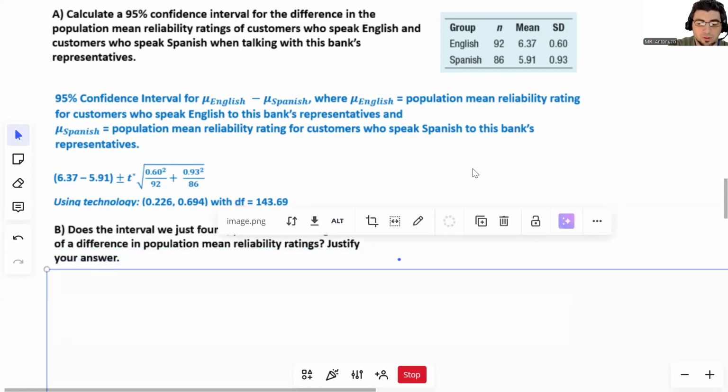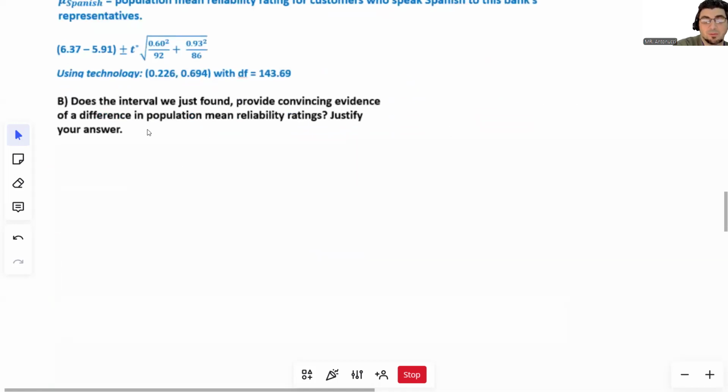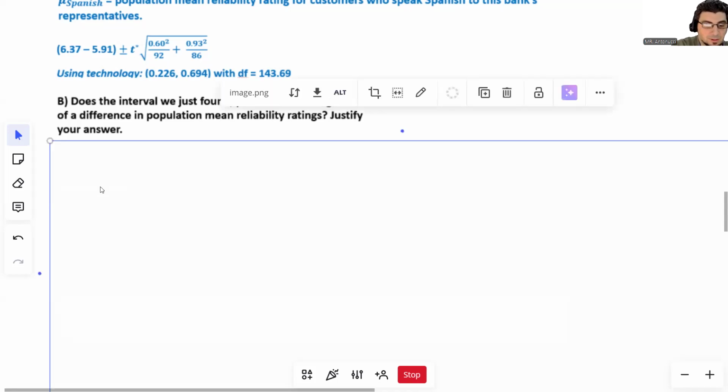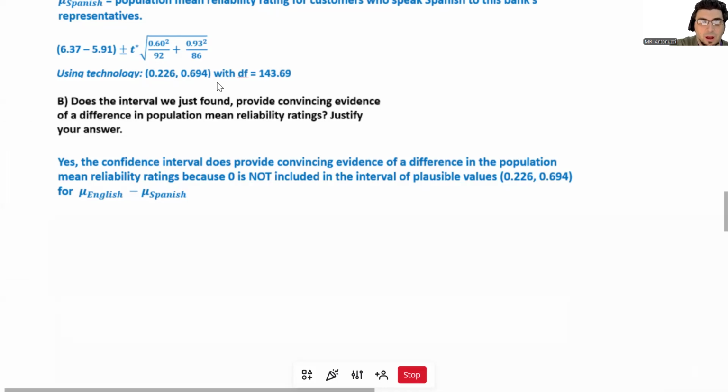Now we want to determine, does the interval we just found provide convincing evidence of a difference in population mean reliability ratings? So yes, it does, because if you look at this confidence interval, it does not contain zero, which means all the values of the population mean difference are above zero. So this confidence interval does provide convincing evidence of a difference in population mean reliability ratings because zero is not included in the interval of plausible values.